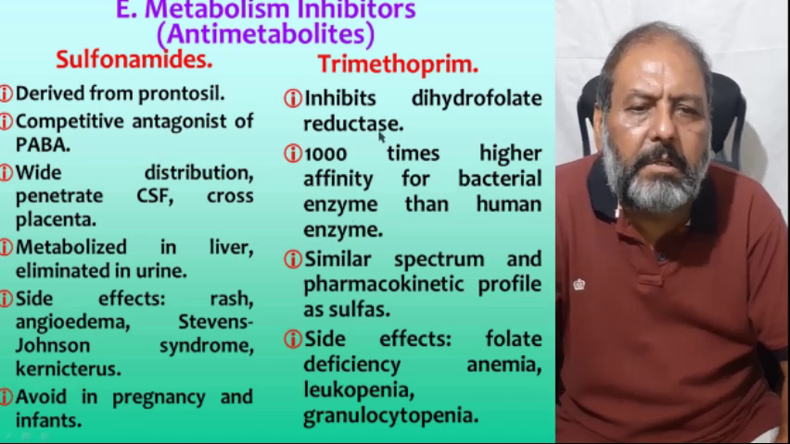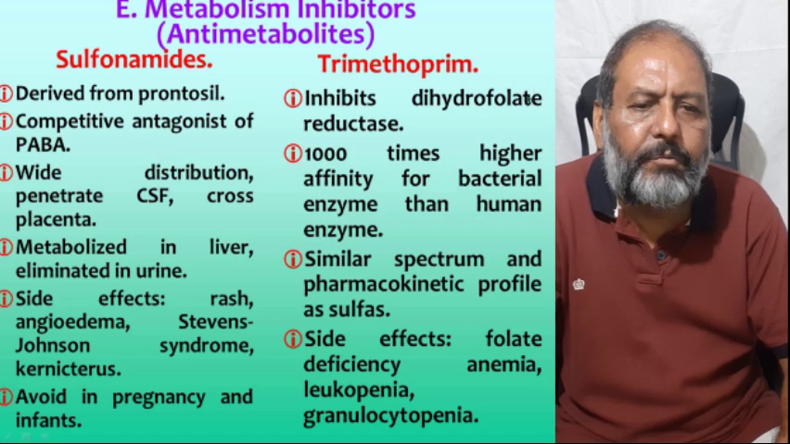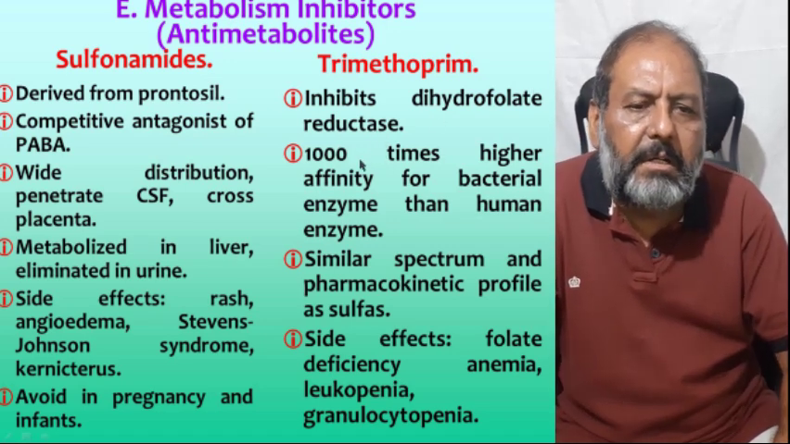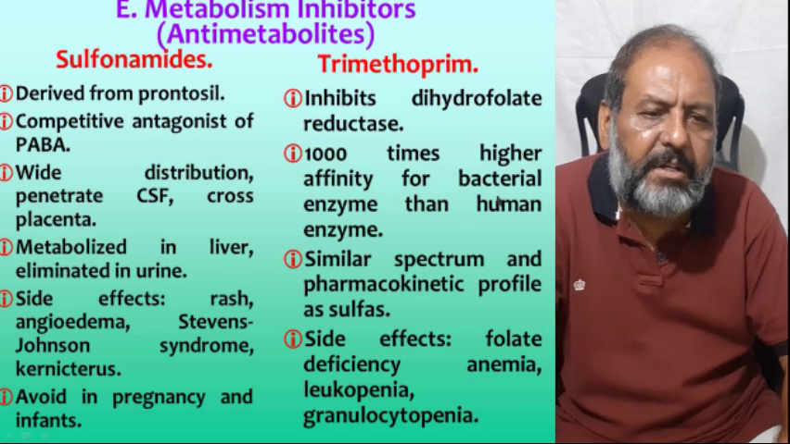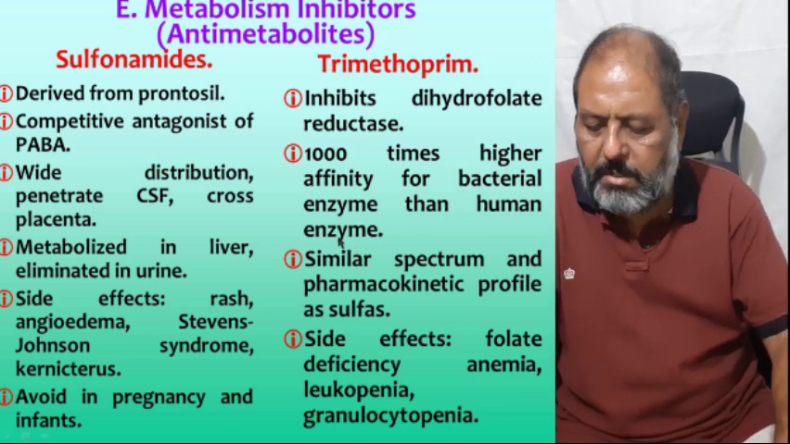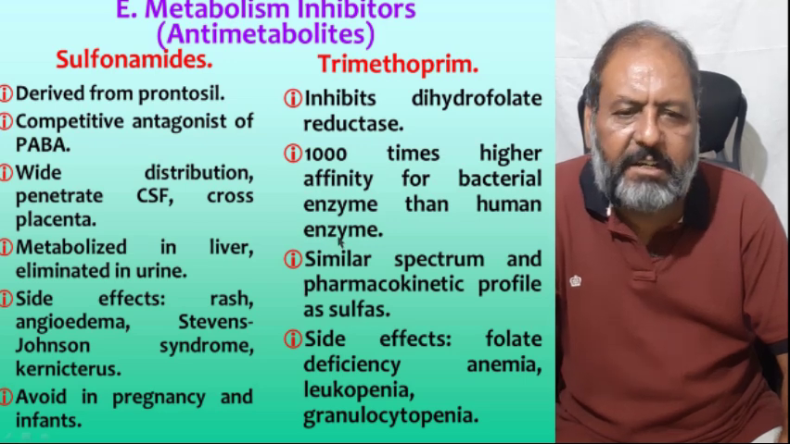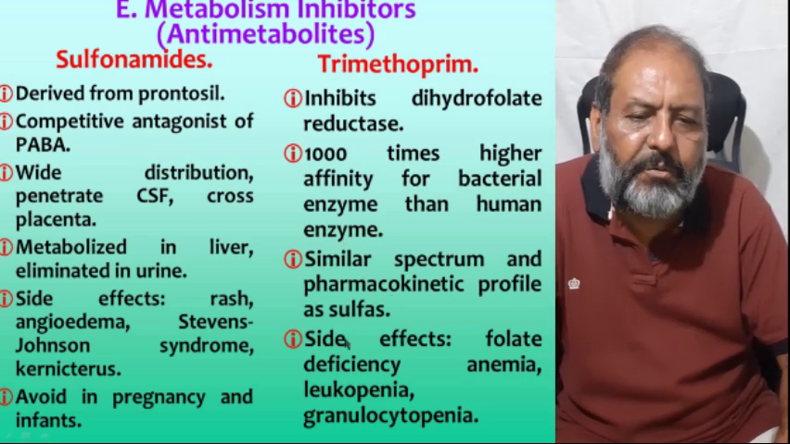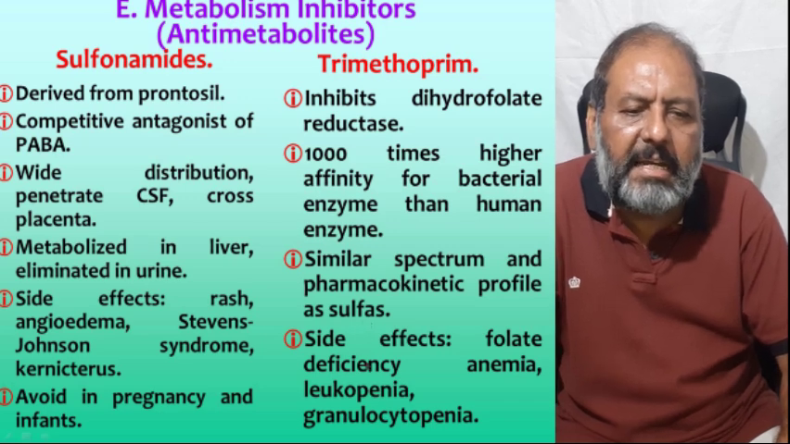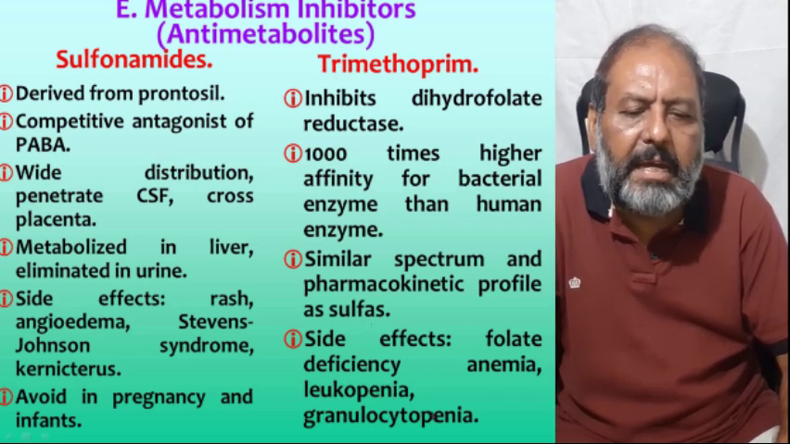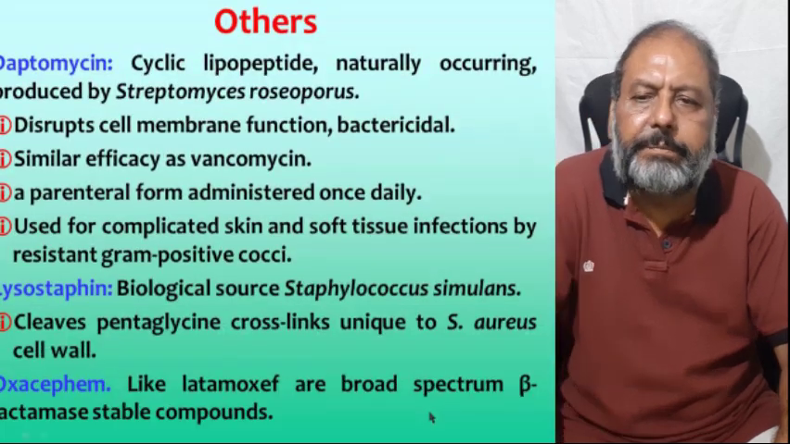Trimethoprim inhibits the dihydrofolate reductase enzyme, which makes folic acid, with a 1,000 times higher affinity for the bacterial enzyme than the human enzyme. So these are just taken up by the bacteria. It has a similar spectrum and pharmacokinetic profile as sulfas, and side effects are folate deficiency, anemia, leukopenia, and granulocytopenia.